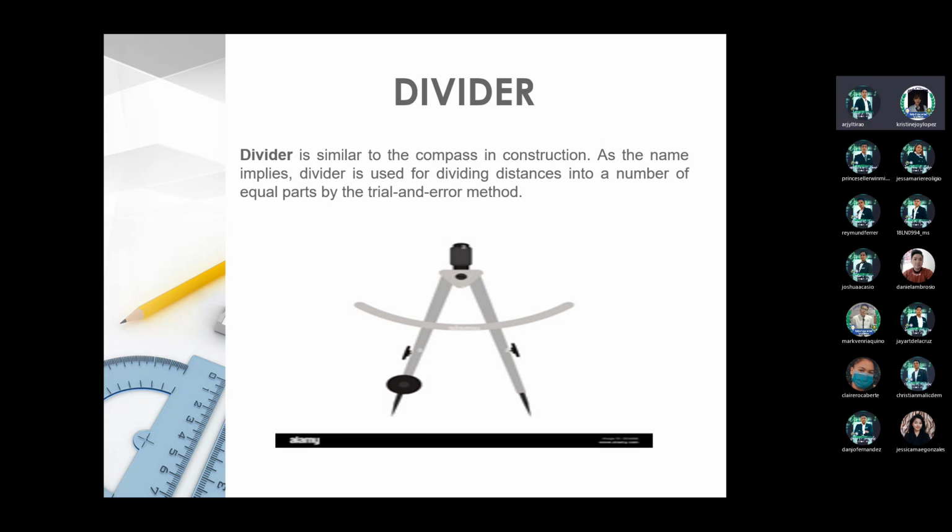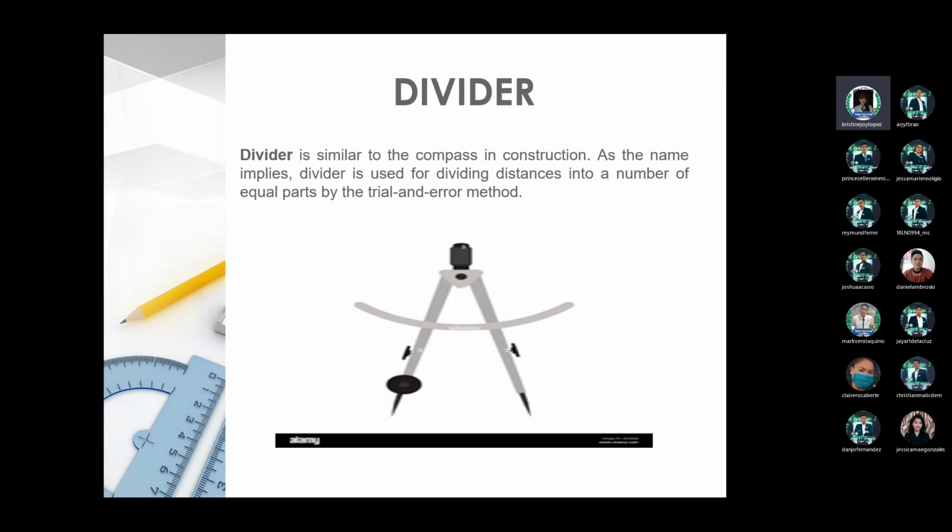Divider. Divider is similar to the compass in construction. As the name implies, divider is used for dividing distances into a number of equal parts by the trial and error method. So compass and divider are different.